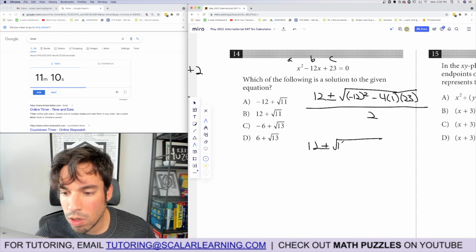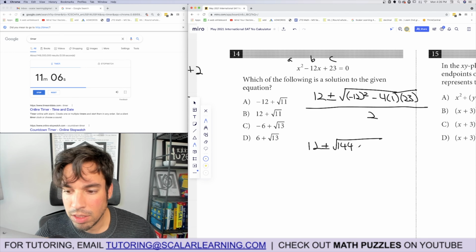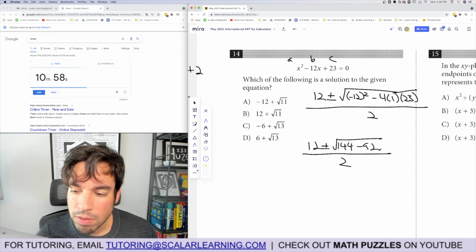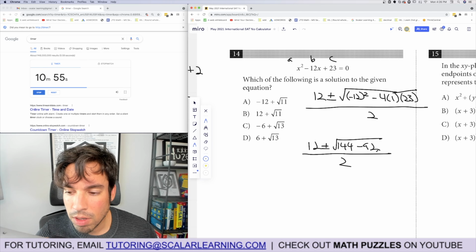That becomes 144 minus 92 over 2. 144 minus 92 is 52, right? 52. It is 52, yeah? Yeah.